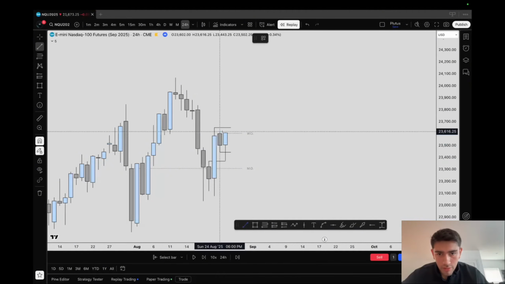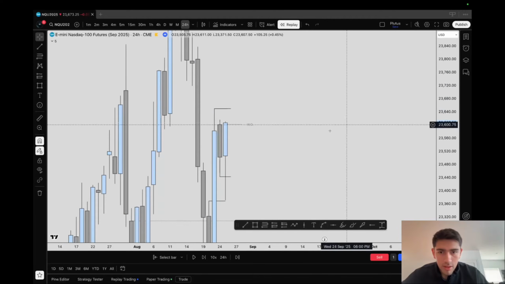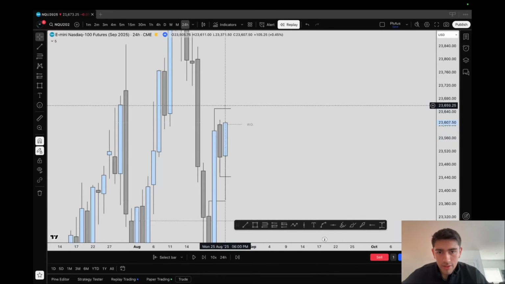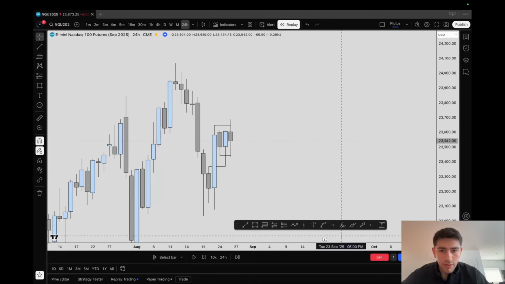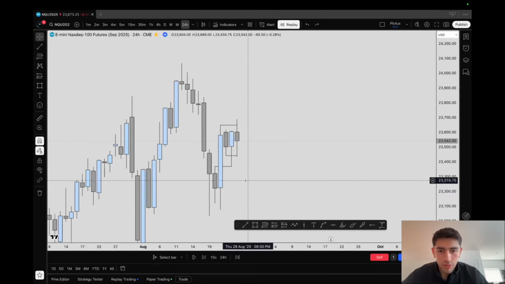Did we close below? No. Where's the next draw on liquidity going to be? This internal high, but we're going to be internal to external. So this high right here. Boom. That swept. Did we close above? No, we did not close above. So where is the draw on liquidity?